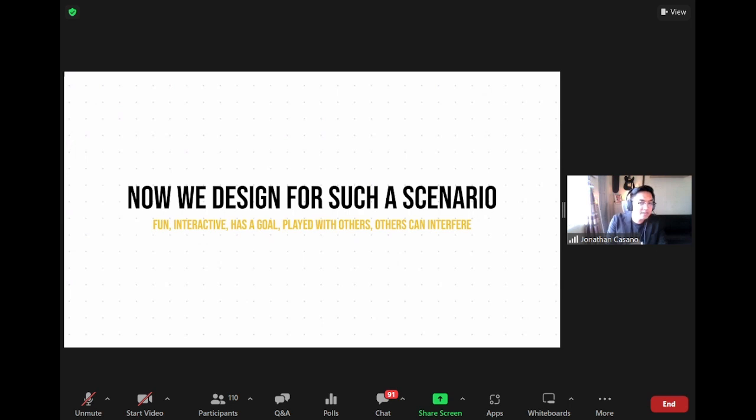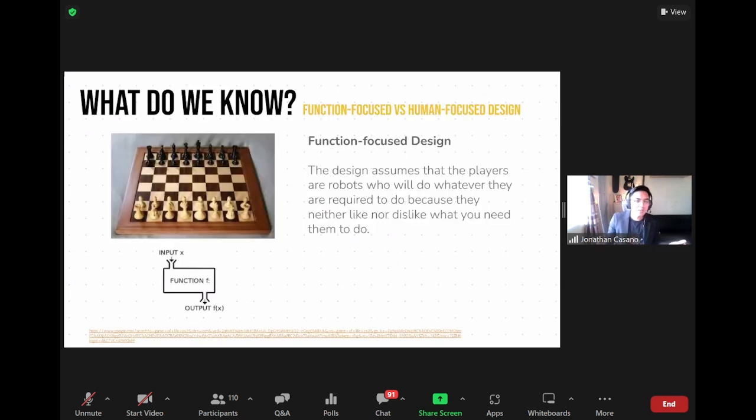It should be interactive. It has a goal. Played with others, and others can interfere. So what do we know? Ano yung mga frameworks that could help you describe and create your own? Ito na. These are the skills or guidelines that you can think about and apply to your own settings.